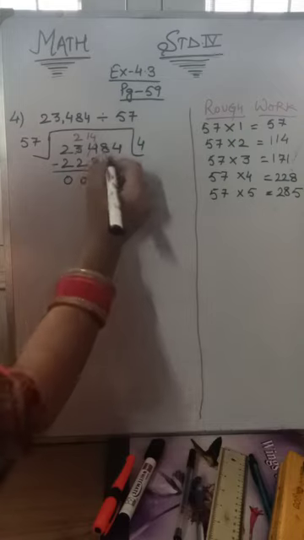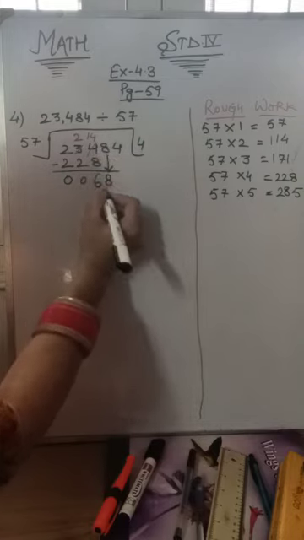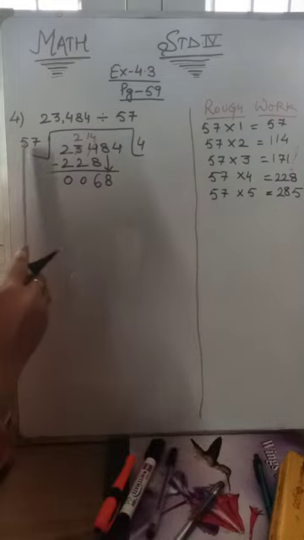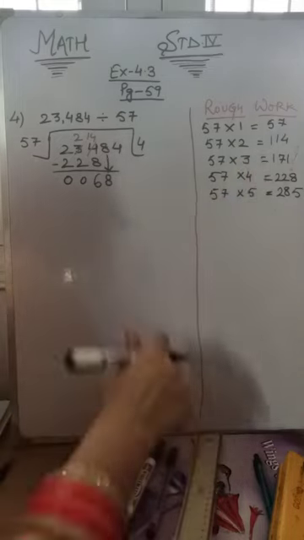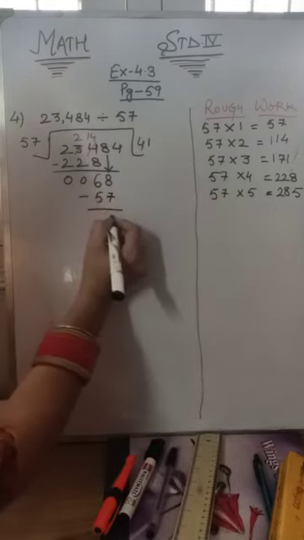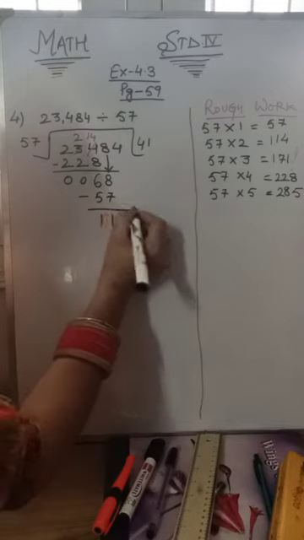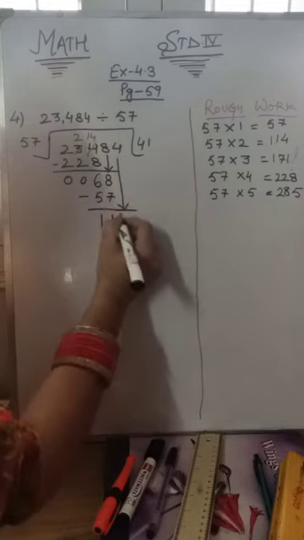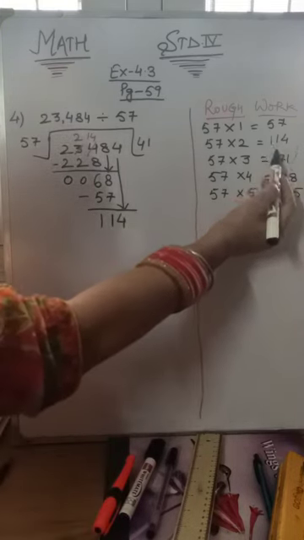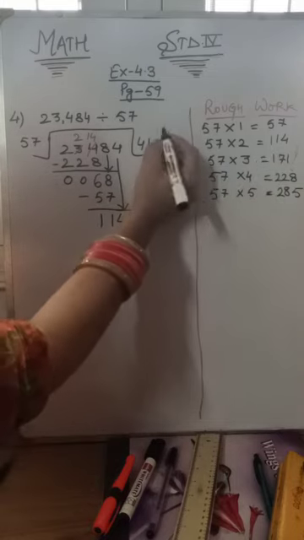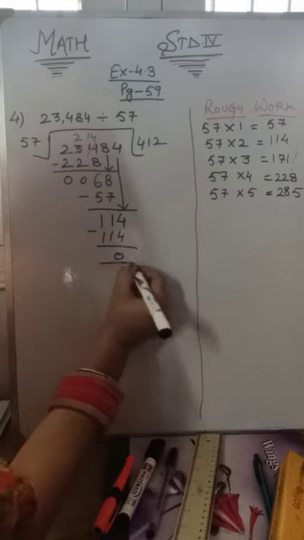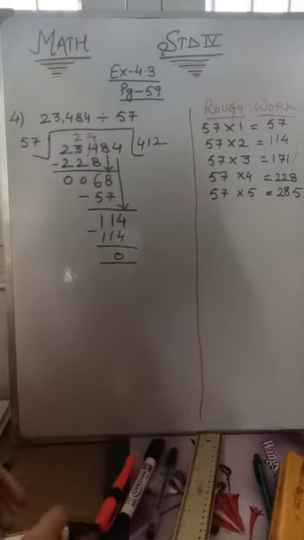Now bring one number down. This will come here: 68. 68 is greater than 57. So 57 ones are 57. We can take this number. Subtract: 8 minus 7 is 1, 6 minus 5 is 1. So the next number 4 will come down: 114. Check from your table. Is there this number? Yes, 114 is here. It comes at place number 2. 114 minus 114, the answer is 0. So no need to write the further table.